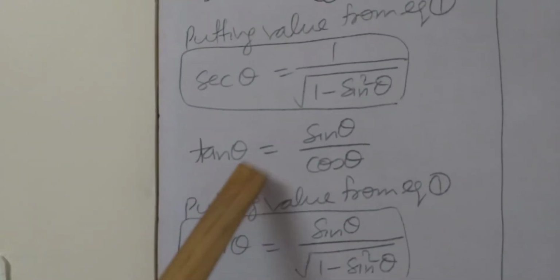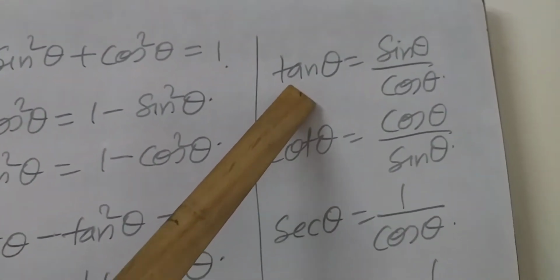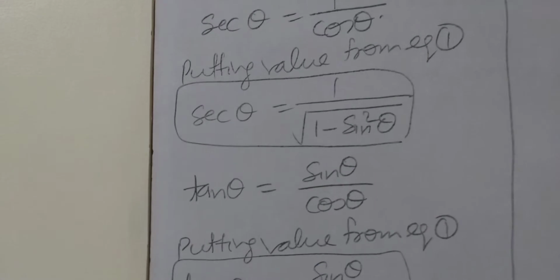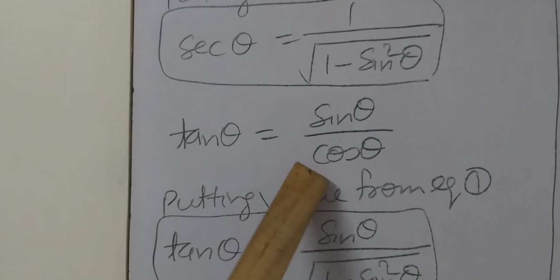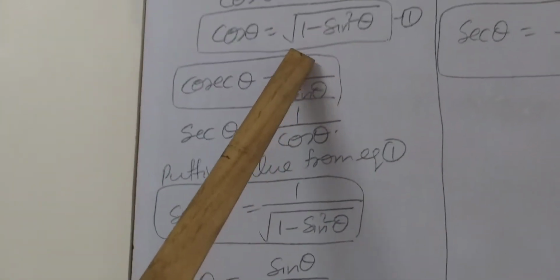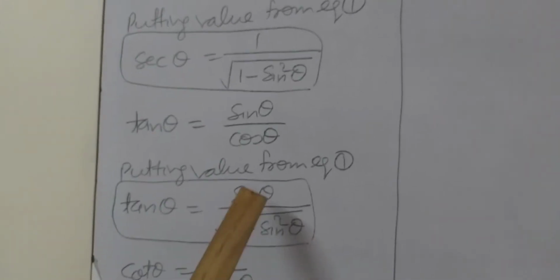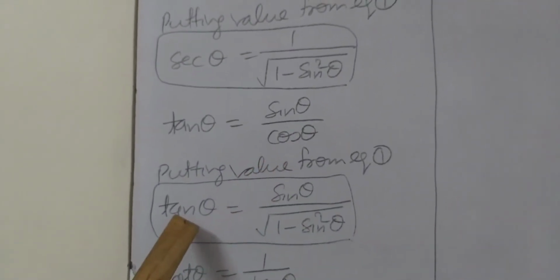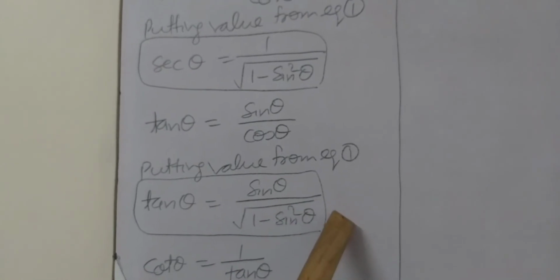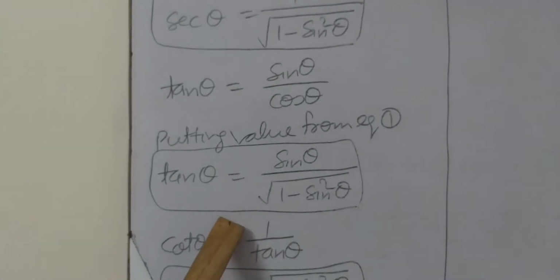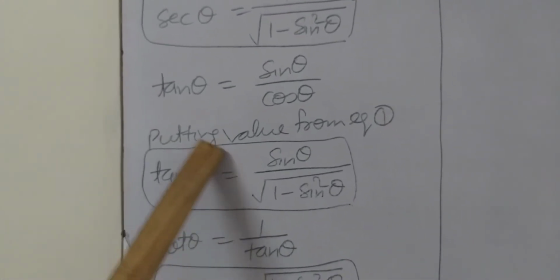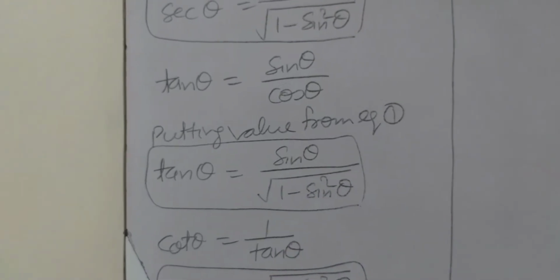Now student, tan theta equals sin upon cos. We know that, just now we learned this, tan theta equals sin theta upon cos theta. Correct? So now students, we have to change tan into sin easily by putting the value of cos theta from equation number 1. So here we are going to put the value of cos theta from equation number 1. So tan theta equals sin theta upon root 1 minus sin square theta. This is the cos theta value. So you can see here we have changed tan theta in terms of sine.